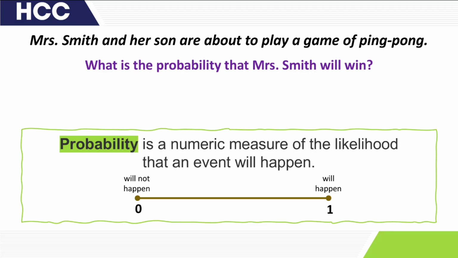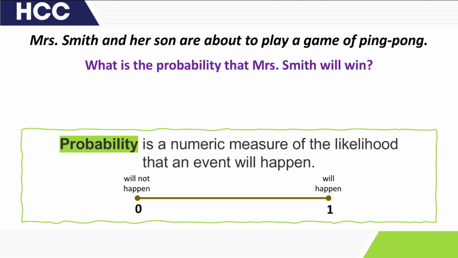Let's now look at a completely different situation. Get rid of the marbles and let's talk about ping pong. Let's suppose that Mrs. Smith and her son are about to play a game of ping pong, and we want to know what's the probability that Mrs. Smith will win. As a reminder, we're looking for a number somewhere between 0 and 1.